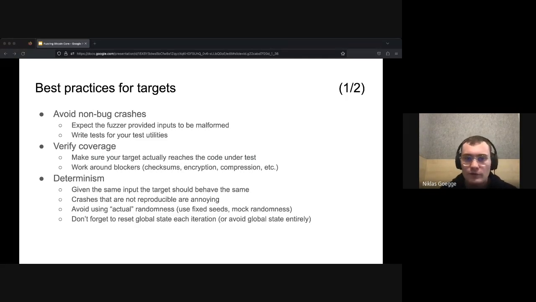A couple of things here: you should avoid actual randomness. If you feed, for example, entropy from your operating system to your program to get some sort of actual randomness, don't do that. When you're fuzzing, mock out the randomness or use fixed seeds. Also avoid global state, which can cause determinism issues. If you're using global state, reset it after each iteration. At the end of your target, reset the global state, or ideally just avoid global state entirely.